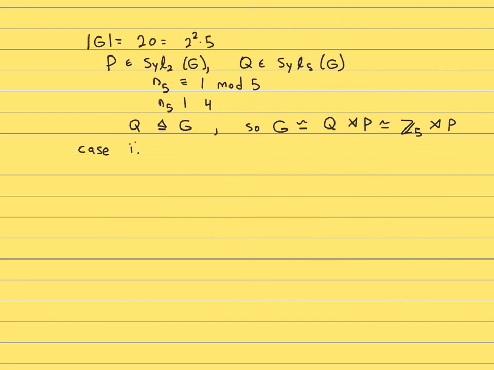All right, now let's assume that you have a group of order 20. That factors as 2 squared times 5. So suppose you have a Sylow 2 subgroup, which has order 4, and a Sylow 5 subgroup, which has order 5. The number of Sylow 5 subgroups is congruent to 1 mod 5 and has to divide 4, so it has to be 1. Which means Q is normal in G.